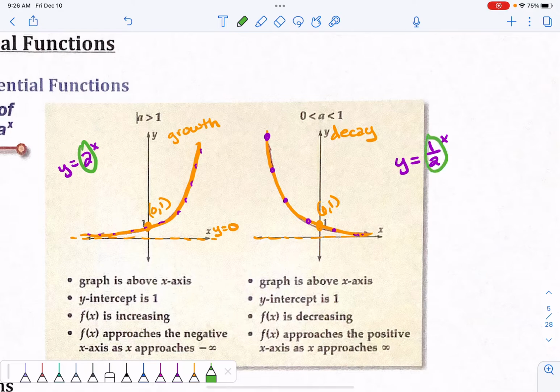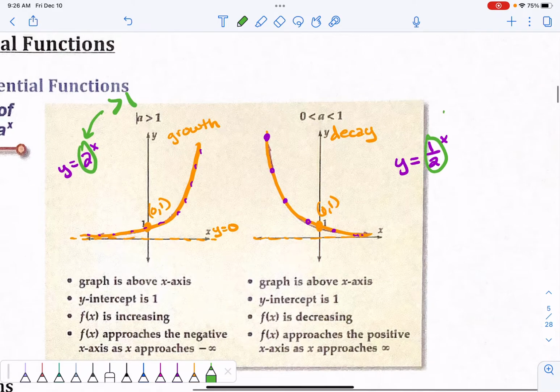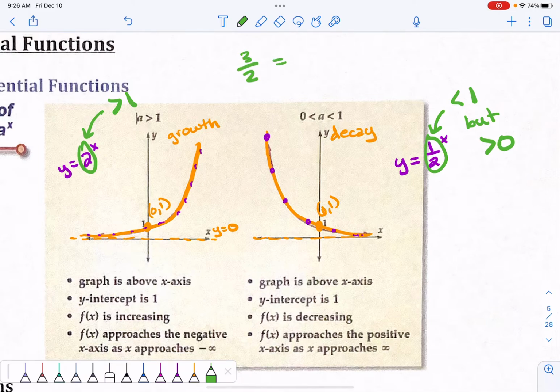In a formula, you can tell whether it's a growth or decay based upon the number that is here, okay? If it is a number that's greater than 1, it's going to be a growth. If it is a number that is less than 1 but greater than 0, it's going to be a decay function. A lot of people say if it's a fraction, it's a decay. Well, that's not necessarily true, because 3 over 2 is a fraction, but 3 over 2 equals 1.5, which is actually a growth. So that's kind of how that works.